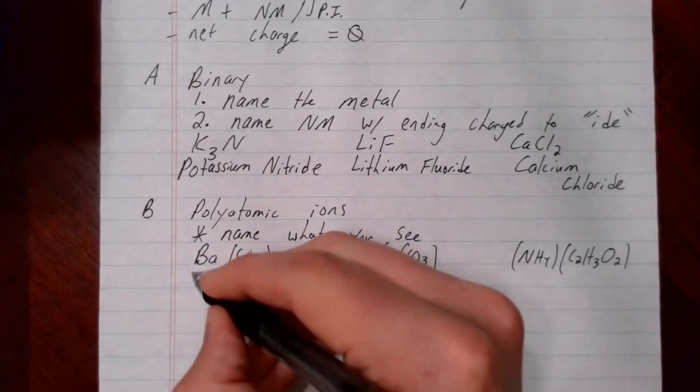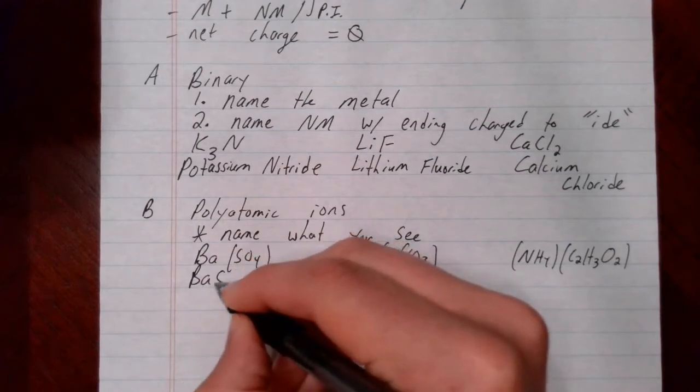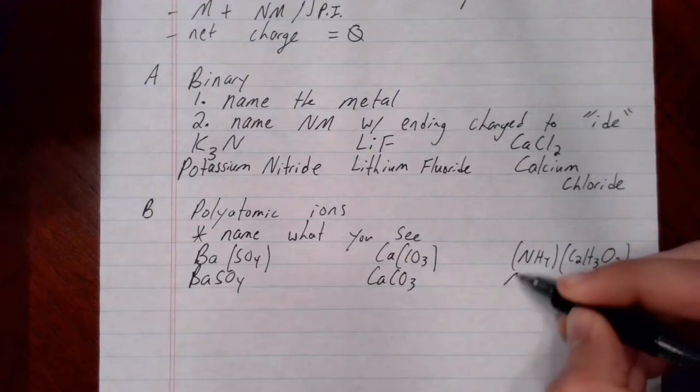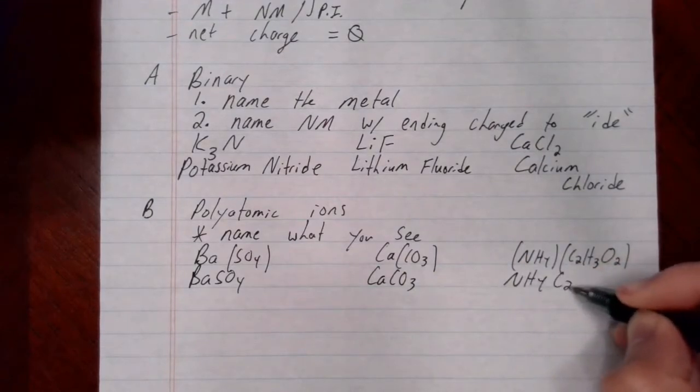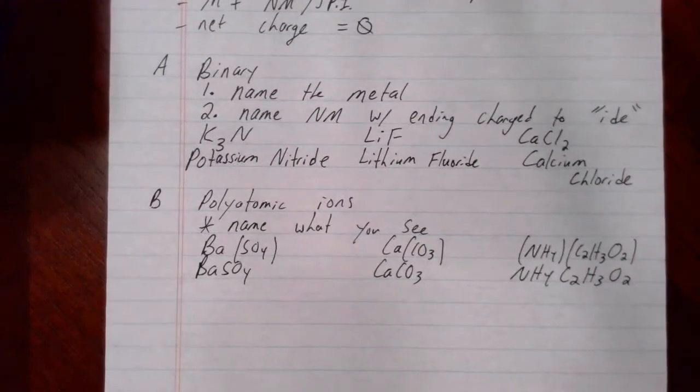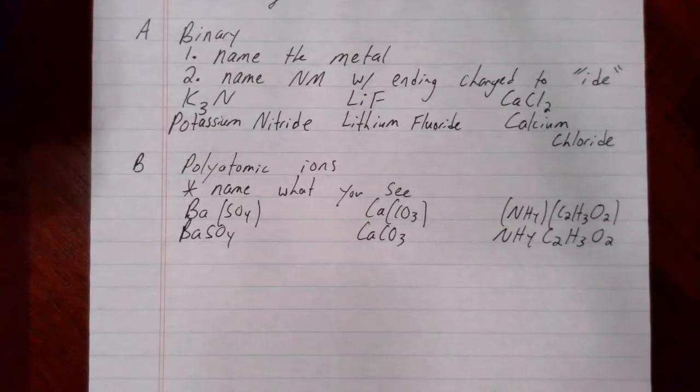In your notes, these parentheses are written here to help you recognize the polyatomic ion. It is very typical to not use these, so you'll just have BaSO4, CaCO3, NH4C2H3O2. You shouldn't write those parentheses in unless there's a need for it, and we'll discuss later why there could be a need. You have to be very, very familiar with these polyatomic ions so that you recognize them immediately.